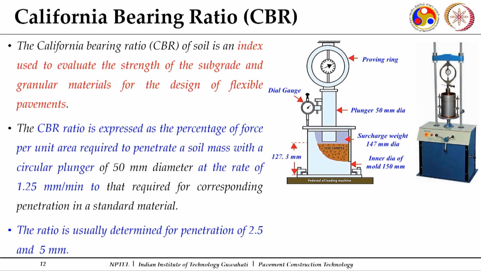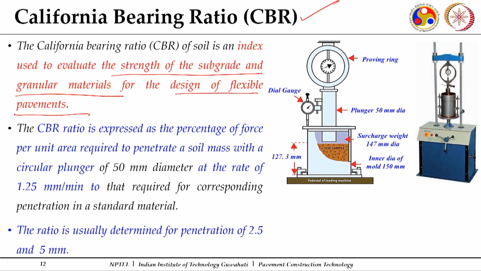Now, once this is done, the other parameter which is important to know the strength of the soil to be used as subgrade is the California bearing ratio. Now, this is an index property. This is an index which is used to evaluate the strength of the subgrade and also of granular materials, and this particular index which is measured is used in the design of flexible pavements.